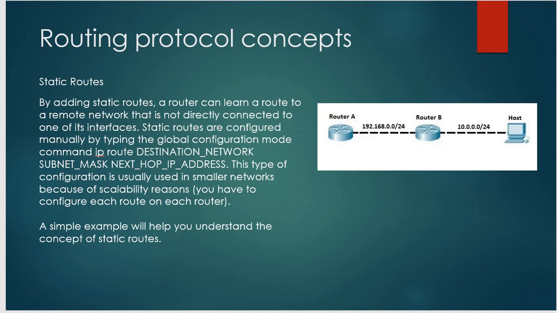Then with the command ip route, we give the destination network, the subnet mask, and the next hop IP address. These types of configurations are usually used in smaller networks. We can fix the routing information in a small network, not in a corporate, big, or enterprise network, but in small networks we can do it using this static route.